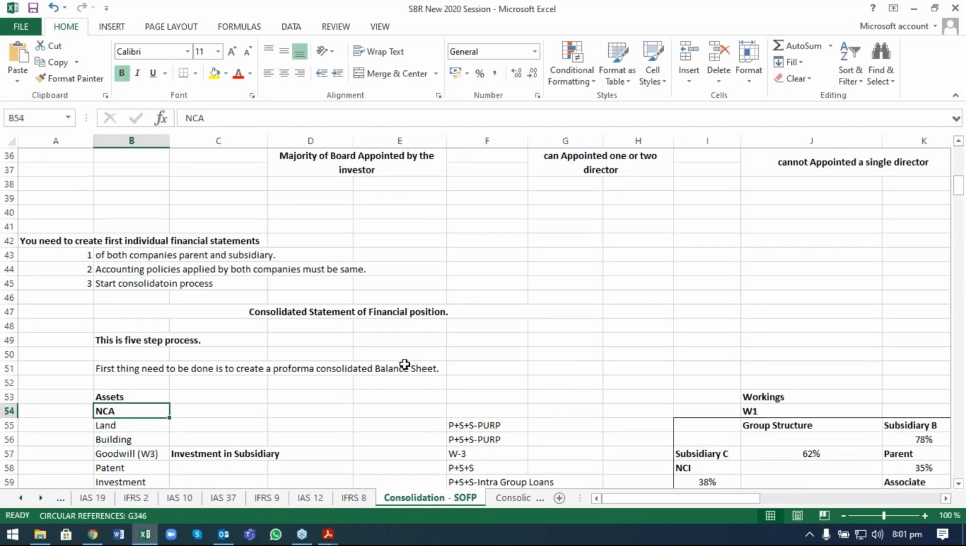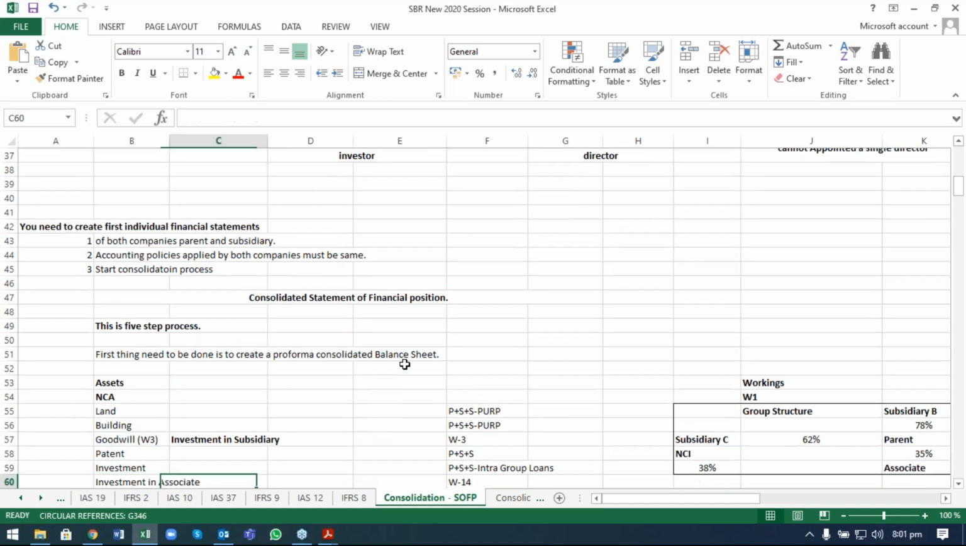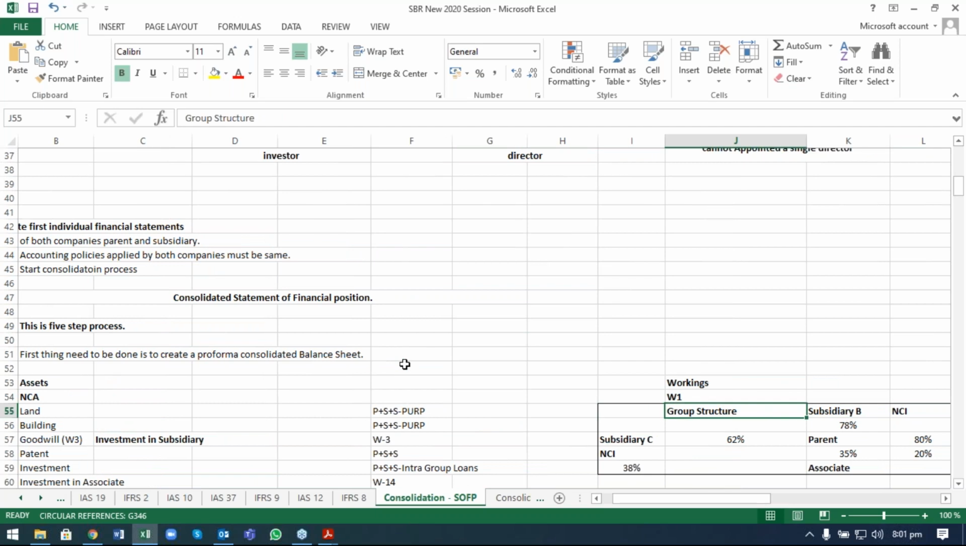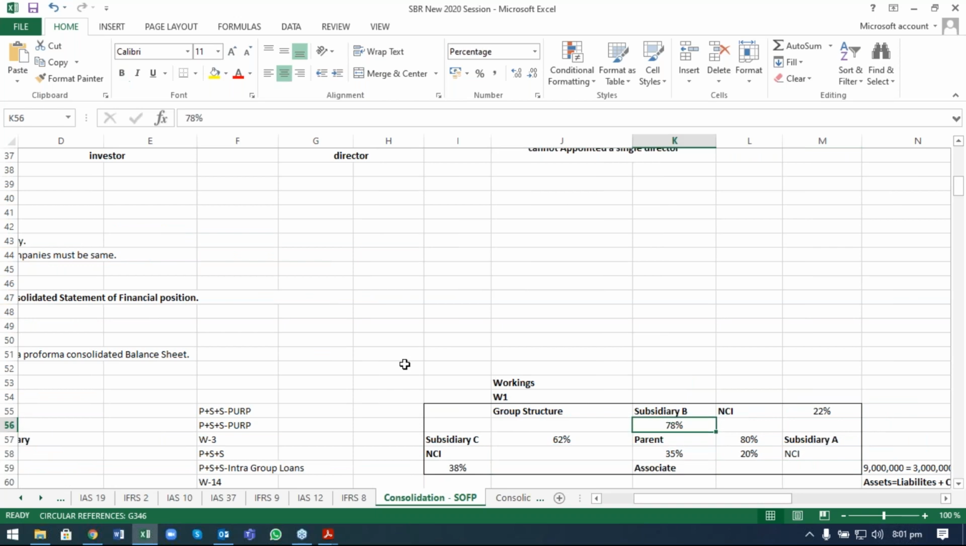So the first important thing is, in case you are in F7, you have to create a pro forma consolidated financial statement where you need to add the parent plus subsidiary structure. The first working would be the group structure. You need to identify what the group structure is. If you have multiple subsidiaries, you can see here it's subsidiary A, and in subsidiary A the parent company has 20% of the holding and the rest is NCI. In subsidiary B you have a 78% holding, the rest 22% is your NCI. And in the same way, if you have a subsidiary C where you have a holding of 62%, NCI constitutes 38% of the group. So that's how you need to account for the group structure.